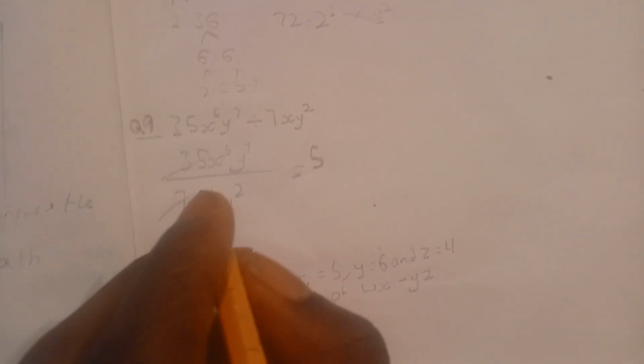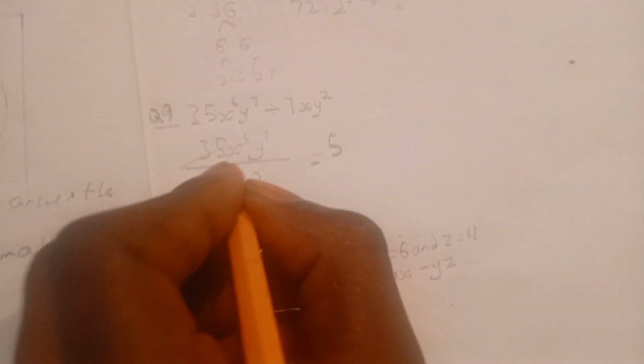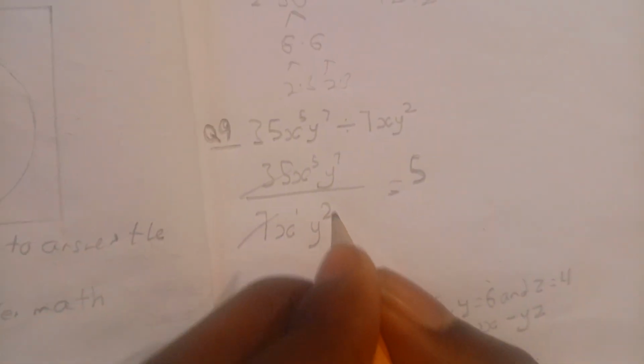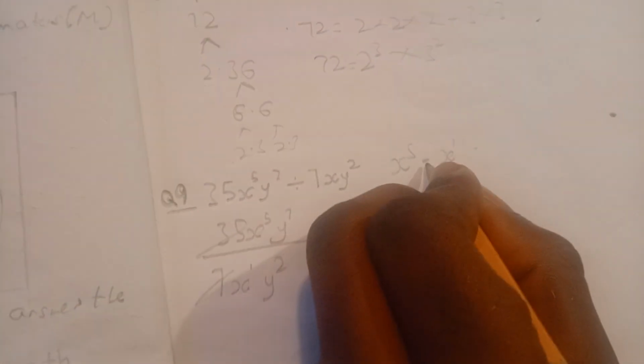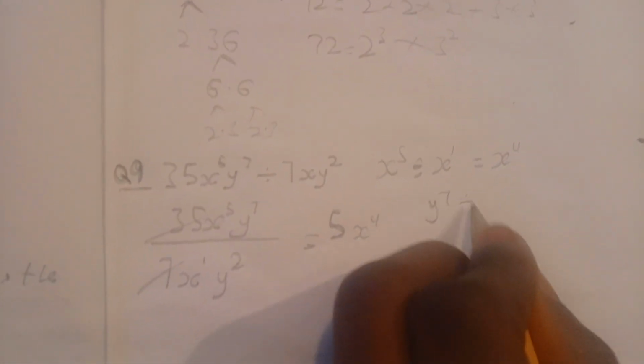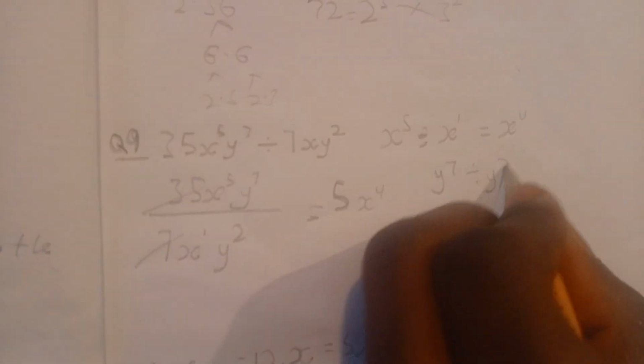As you know from the law of indices, when the bases are the same and it is division, you subtract. So x^5 divided by x^1 equals x^4. This would be the same for y^7 divided by y squared, and you get y to the power 5. Let's solve the last question.